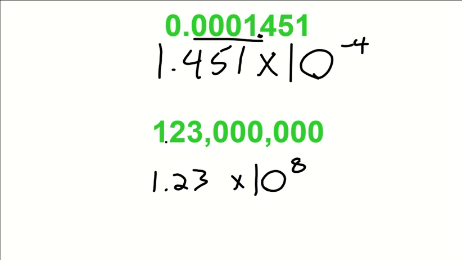Y'all, for years and years, the EOG, the first question on there, was always like, here's a big number, what is it in scientific notation? Or here's a number in scientific notation, what is it in standard notation? They've gotten away from that, but for the longest time, that used to be the first question. You'll still see one like that usually on the EOG, but it's not number 1 always anymore.